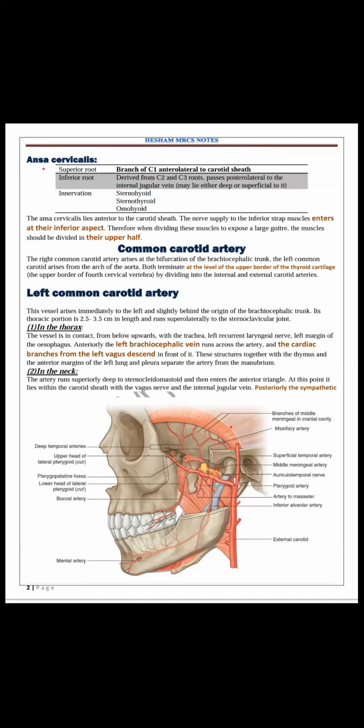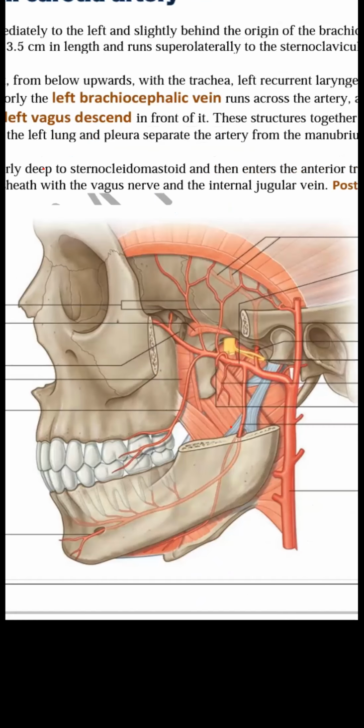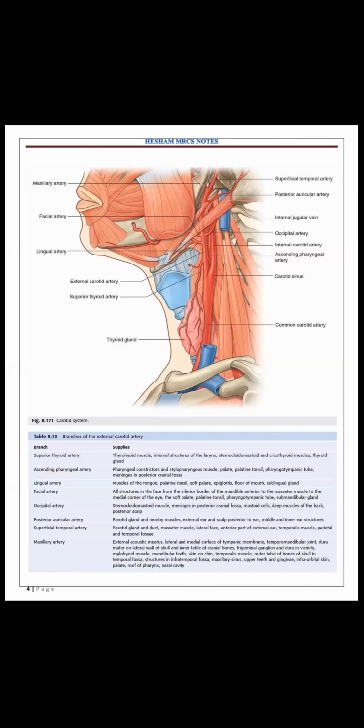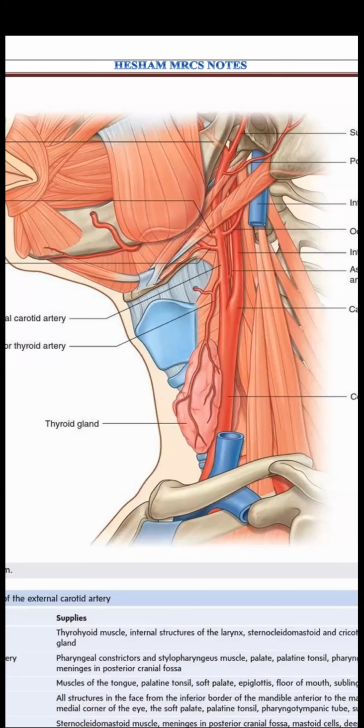Then let's discuss the most common content of the carotid triangle. It is the common carotid artery. And by the way, here, this is the external carotid. I will try to show you the common carotid on the next page. As you see here, this is the common carotid artery. Common carotid artery is found within the carotid triangle.